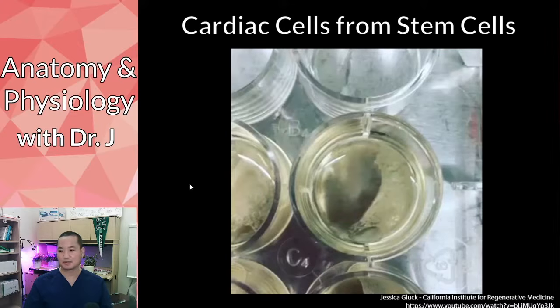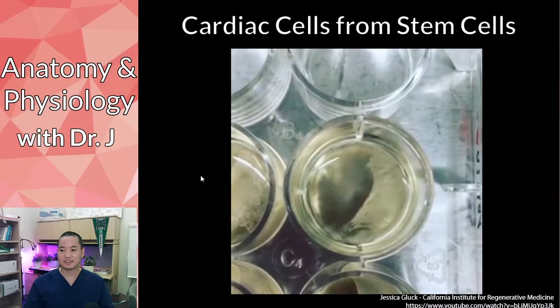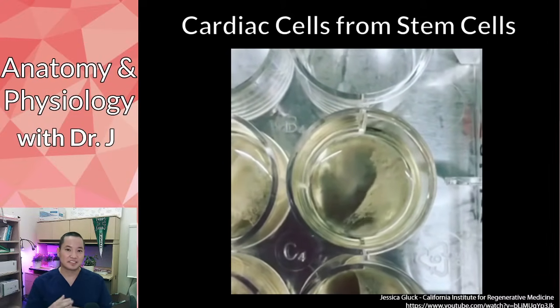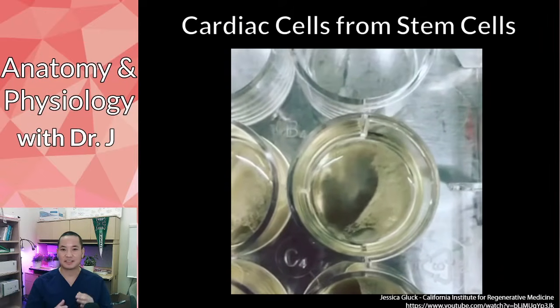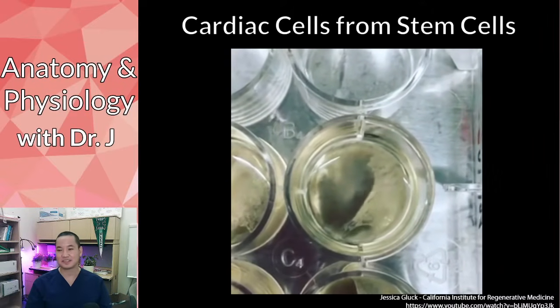So what this person, Dr. Gluck at the California Institute of Regenerative Medicine, this is a common practice now. What you can do is have stem cells that can differentiate into, and remember, differentiate is like when a stem cell kind of becomes more specialized. So what you can do is grow a bunch of stem cells and actually add chemicals that make them develop into cardiac cells. And what we have here, these were originally stem cells. Then you add chemicals that allow them to differentiate into cardiac muscle cells.